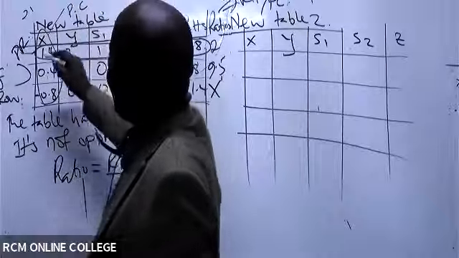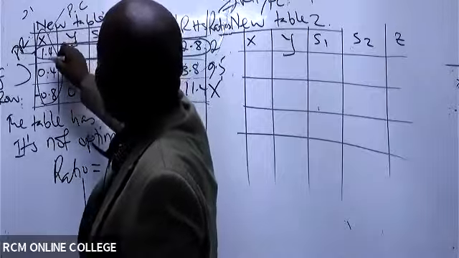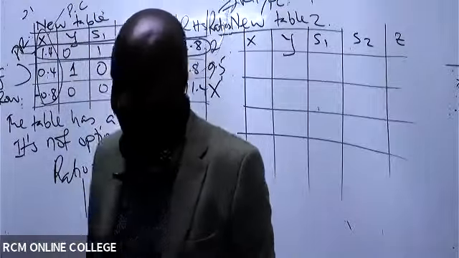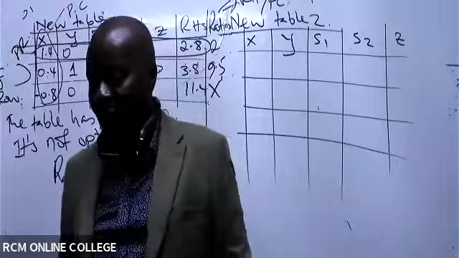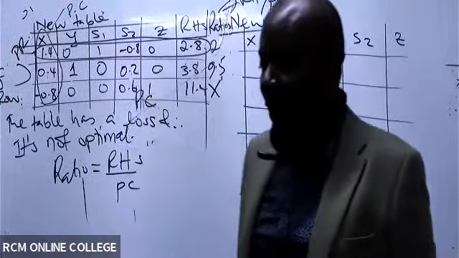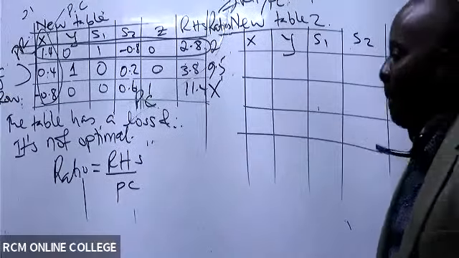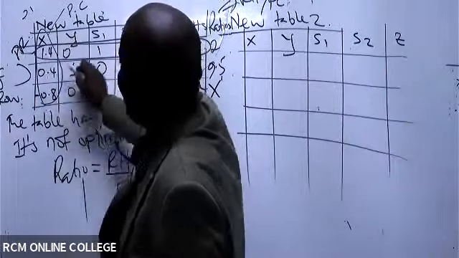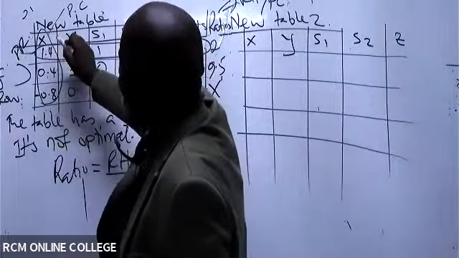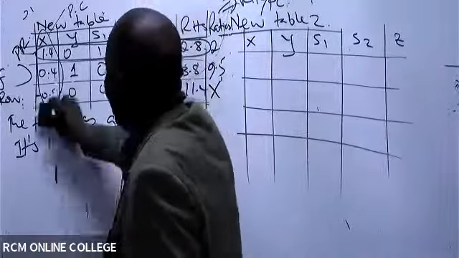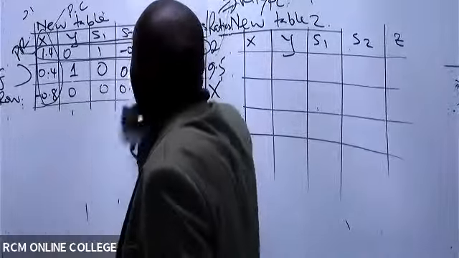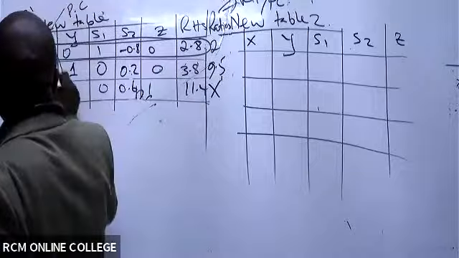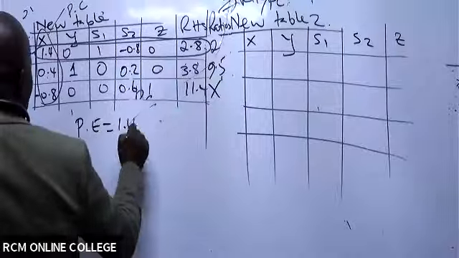What do you know about the pivot row and the pivot column? Where they intersect, we have the pivot element. Can anybody read the pivot element figure for me? The pivot element is here, 1.4, at the intersection of the pivot row and the pivot column. So the pivot element is 1.4.